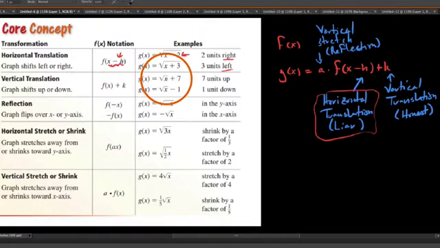So vertical translation, of course, this +7 or this -1 here, notice it's on the outside of the radical. It is not on the inside of the radicand with the x. Then we would say that this is our vertical translation. And of course, this would just be exactly up 7 units and down 1 unit.